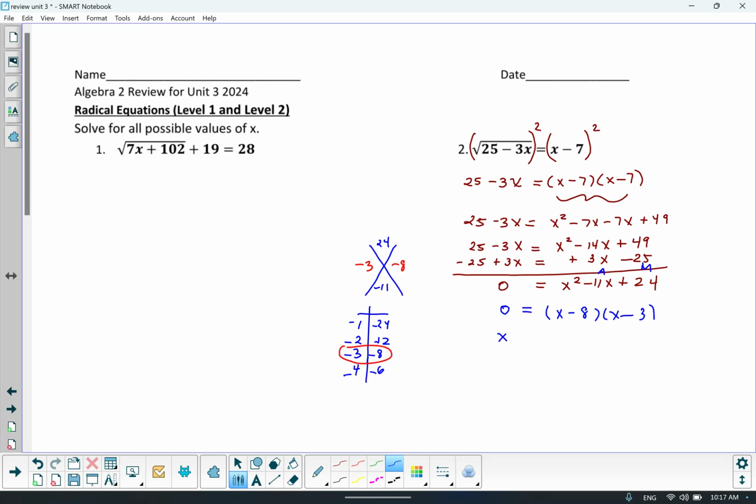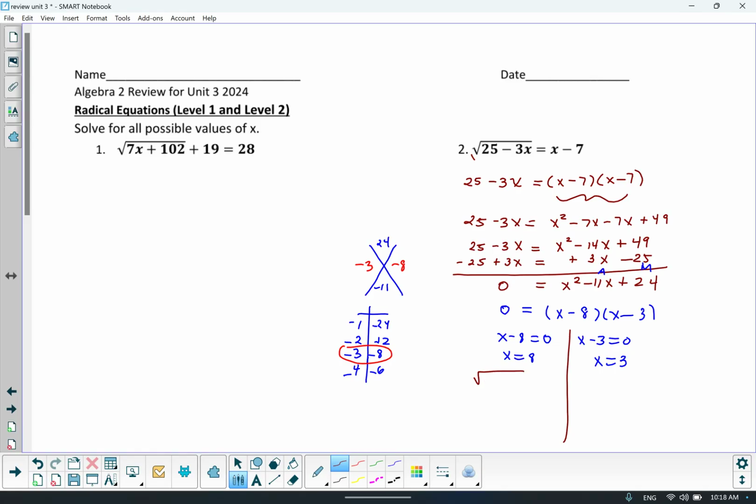So we set each factor equal to 0, and we get one root is 8 and one root is 3. You now have to check. So when you check, you check in the original equation, not the squared one, but the original.